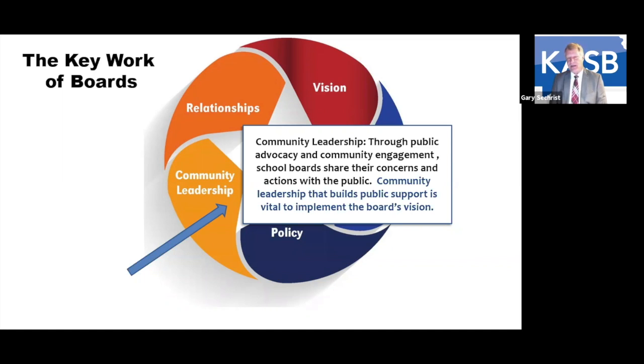And think about the times that you best build community leadership is when you may have a bond issue. You have public forums, you meet with a bunch of different folks throughout your community to build a vision on what that bond issue will entail. How might you do that to improve language arts scores? But community leadership is very, very important.